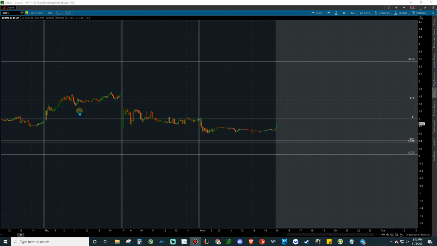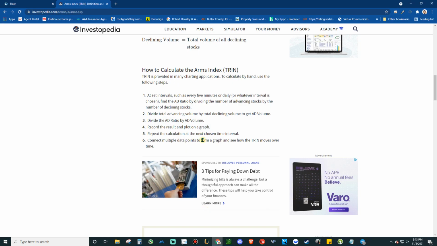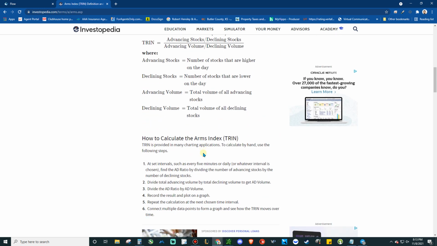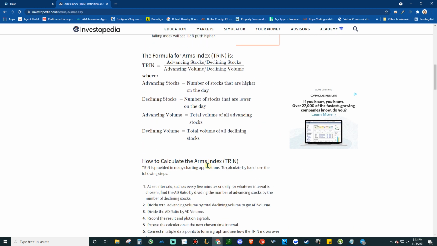The TRIN, the ARMS index, I've been using it for years. It's amazing at looking at the internals of the market using the advancing and declining stocks, and then the advancing volume and declining volume. So basically what it is, in simplified terms, is the AD, the advance/decline of stocks, over the AD, the advancing volume and declining volume of stocks. So you can see the calculation right here.